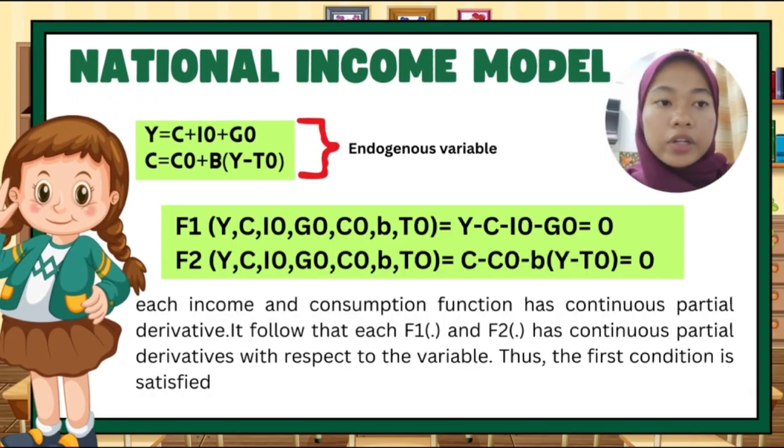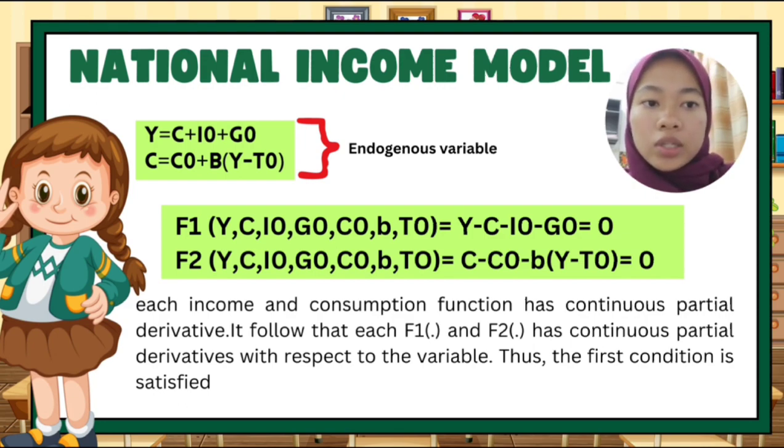The second assignment is about the national income model. We have two equations. First is Y equals C plus I plus G, and the next equation is C equals a plus b(Y minus T). These are the endogenous variables. Each income and consumption function has a continuous partial derivative.